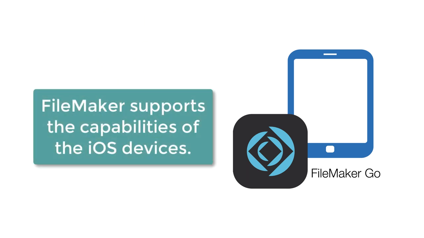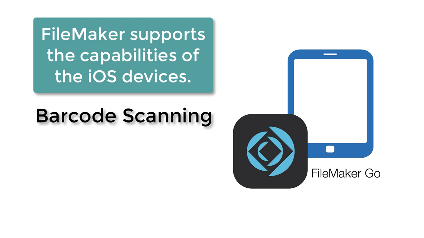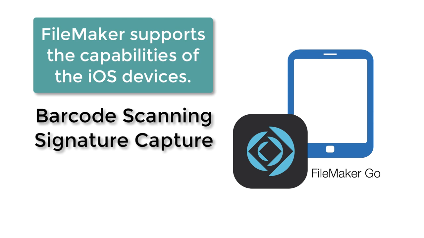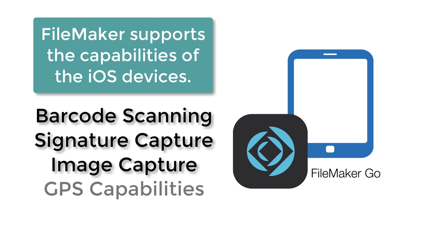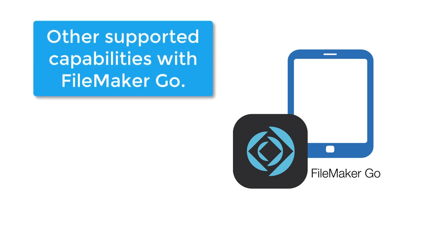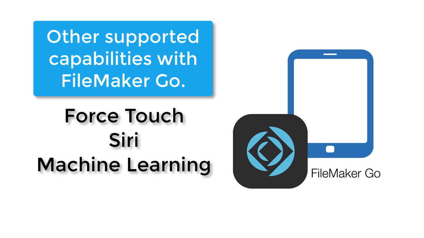FileMaker Go is specifically tuned for these mobile devices, allowing you access to extra features that are not normally part of FileMaker Pro. For example, with an iPhone or iPad, you have easy access to built-in barcode scanning, signature capture of a user, easy image or video capture straight into your FileMaker system. And of course, you have access to the GPS tracking system within the iPhone, so you can actually get GPS coordinates of the user at any given time. FileMaker Go also supports some other interesting capabilities like Force Touch, Siri, and starting in 2020, there is support for machine learning or AI-based assistance.